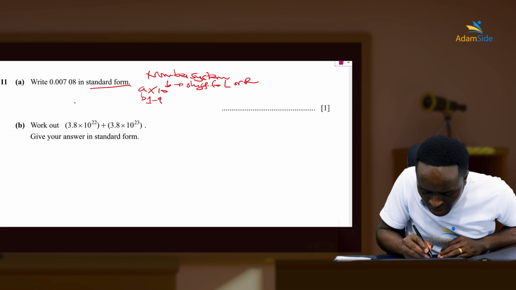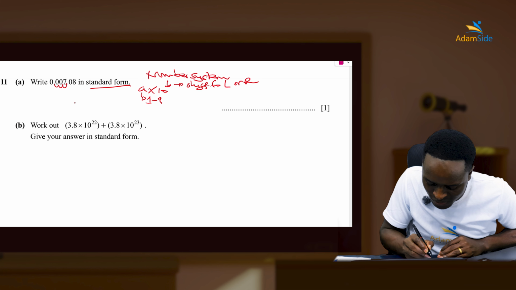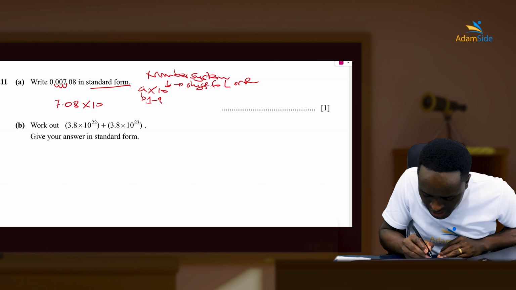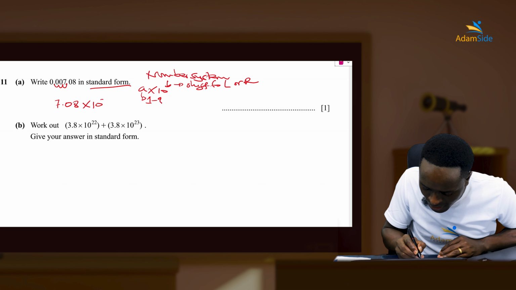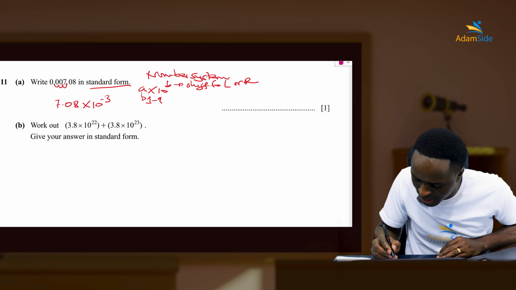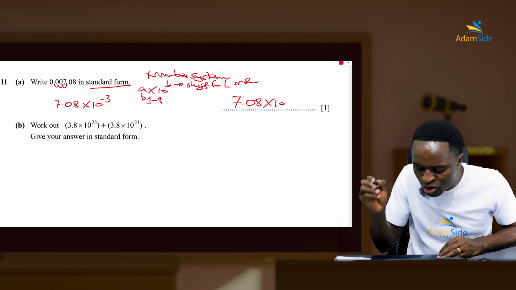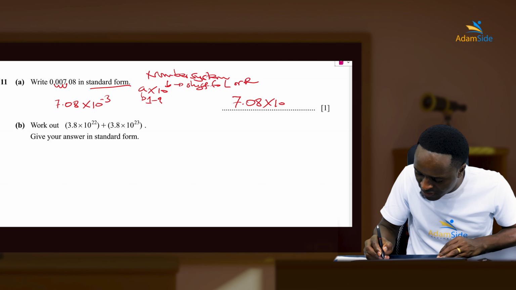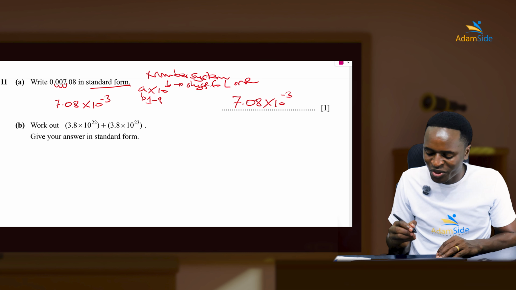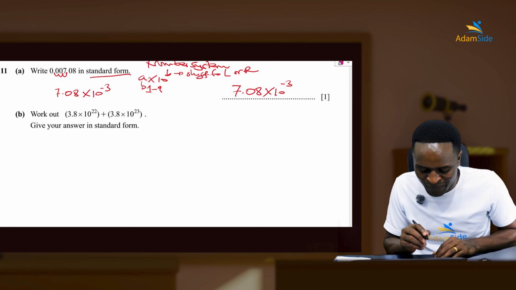When we move our decimal to the right, it's negative. So say 7.08 times 10. How many steps did we move to the right? 1, 2, 3. So 10 power negative 3. So our answer will be 7.08 times 10 power negative 3. A movement to the right is a negative power. We get our answer correct.